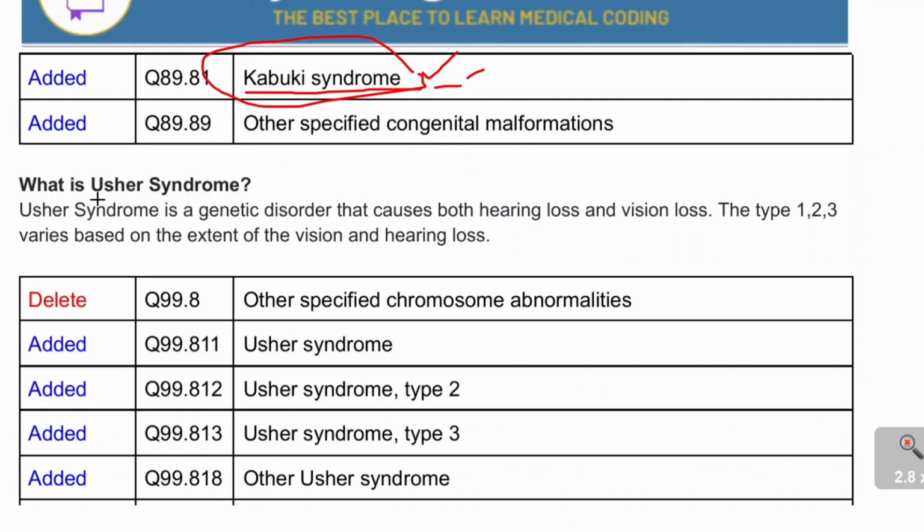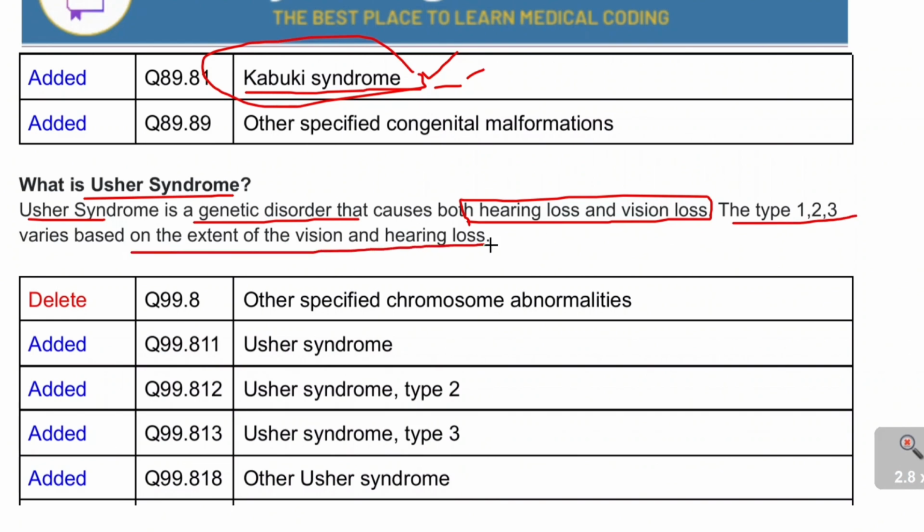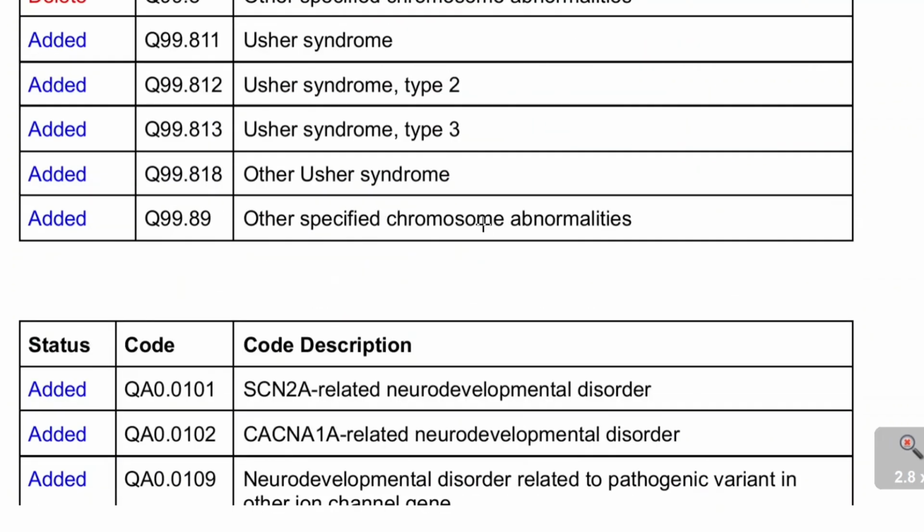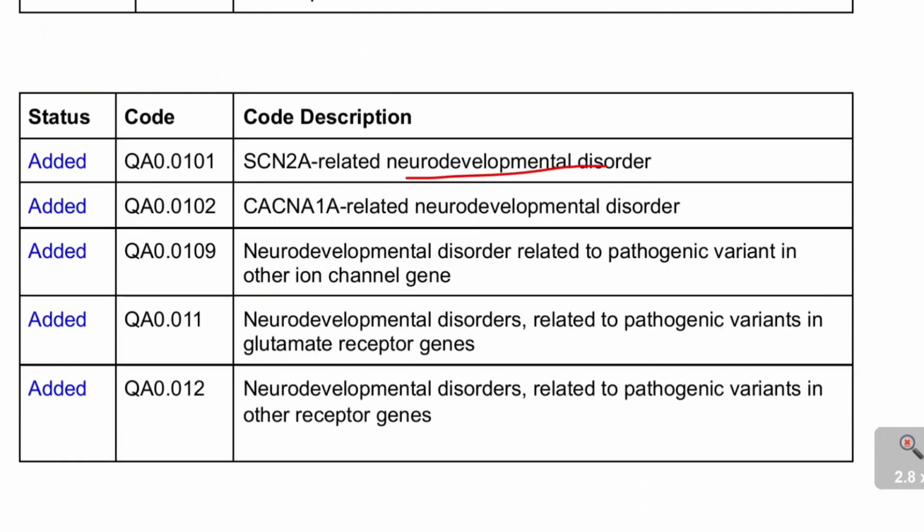The next important update is related to Usher syndrome. Usher syndrome is a genetic disorder that causes both hearing loss and vision loss. The types, type 1, type 2, and type 3, vary based on the severity and progression of hearing and vision loss. Another update is related to neurodevelopmental disorders. In total, 5 new codes have been added in this category.